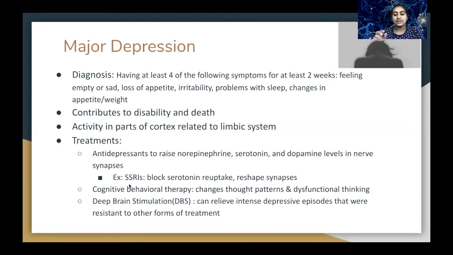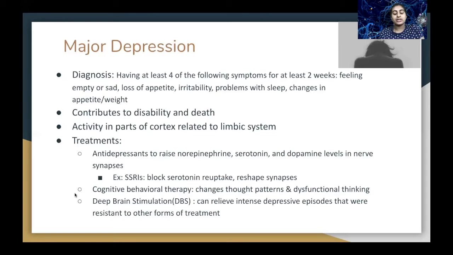So basically, the serotonin keeps firing the next neuron. So the levels of the serotonin in the synapses is increased, and it isn't taken up again, and then that lowers the serotonin levels. Another way to treat major depression is cognitive behavioral therapy.